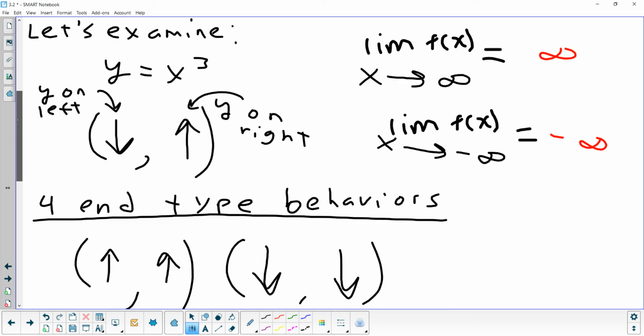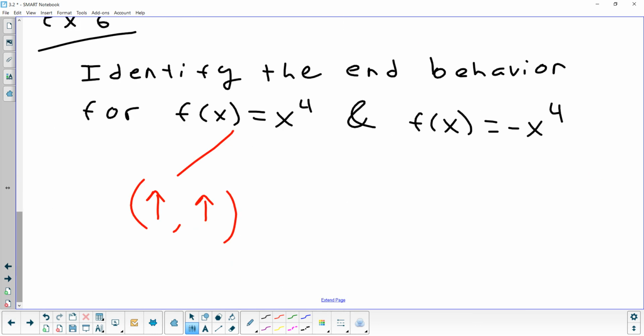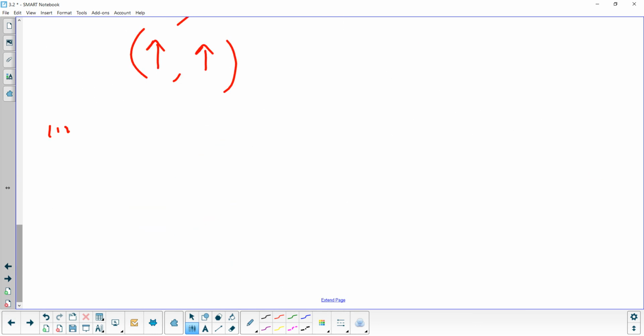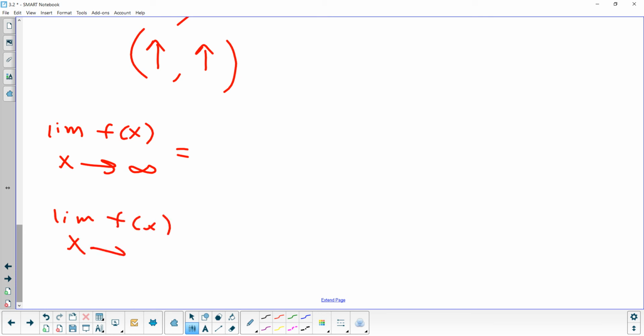Oh no, it's not the same as x cubed. So I'll do this one in limit notation just to show you. So the limit of f of x as x approaches infinity, and the limit of f of x as x approaches negative infinity. These are always the two questions you have to answer to describe any behavior.